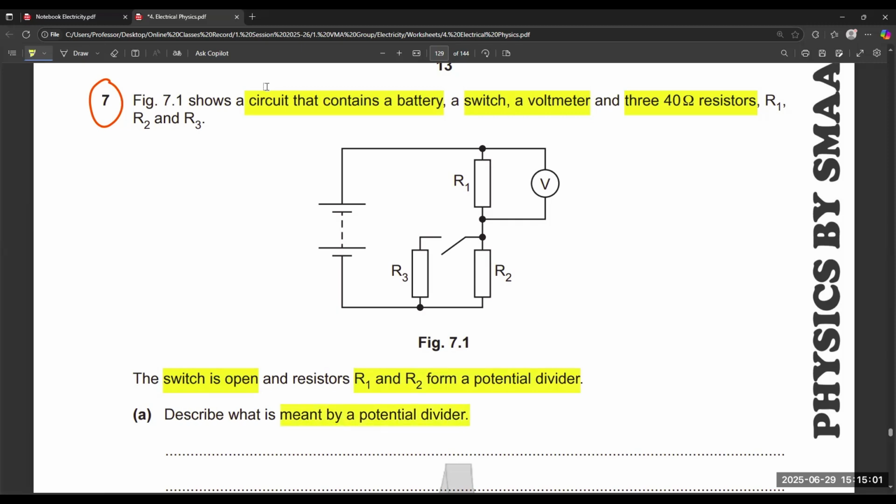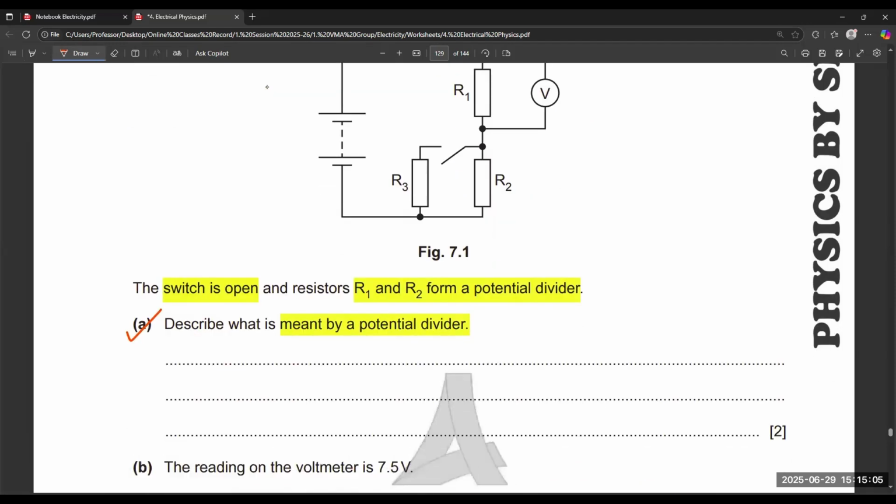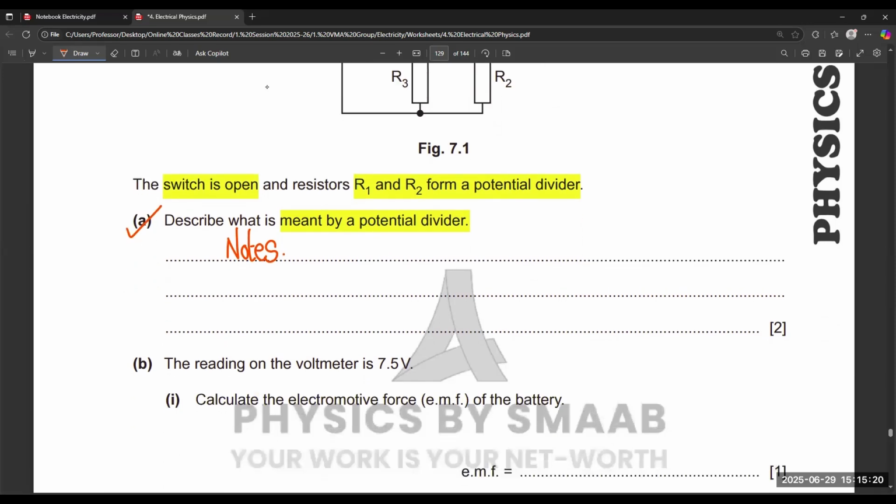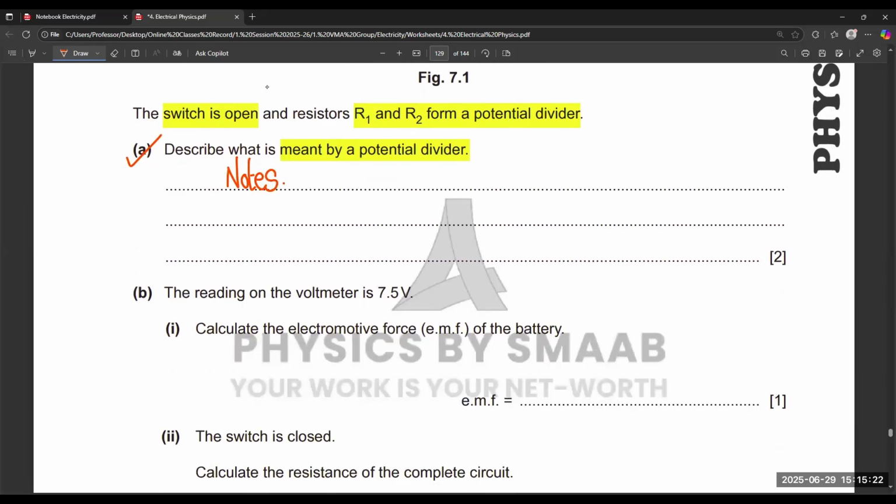First of all, the definition of potential divider, as we already discussed in the notes. So you just copy the same idea over here. A potential divider is components connected in series, where the voltage divides or splits among the components connected in series combination. Part B: the reading on the voltmeter is 7.5 volts. Calculate the EMF of the battery.